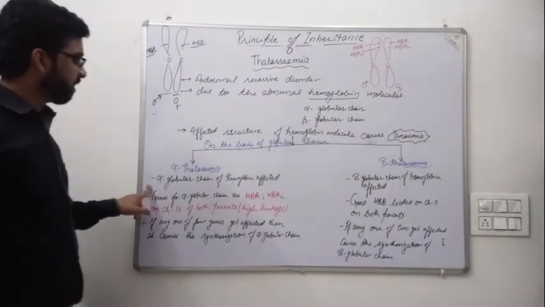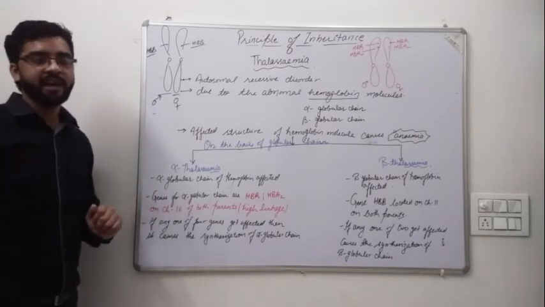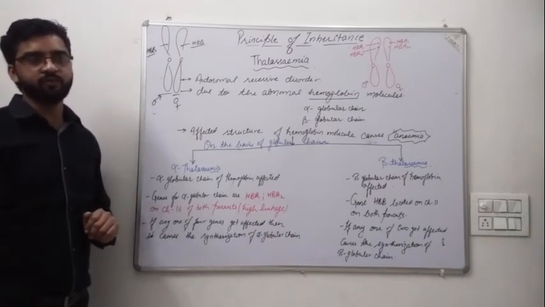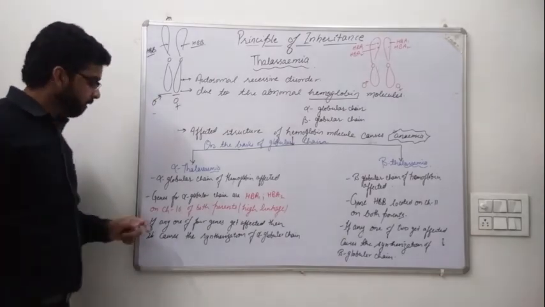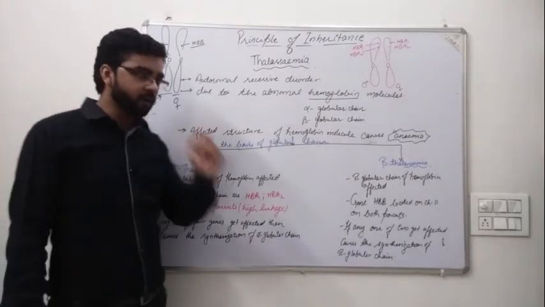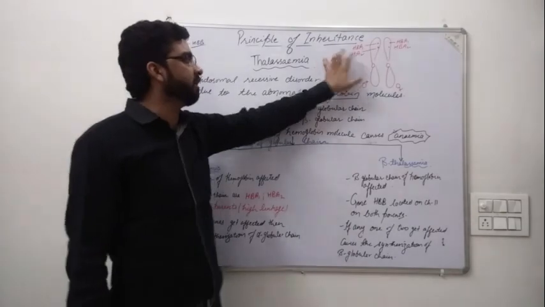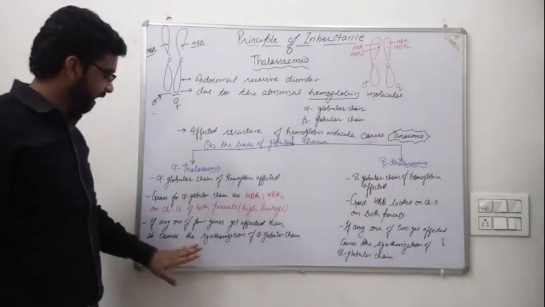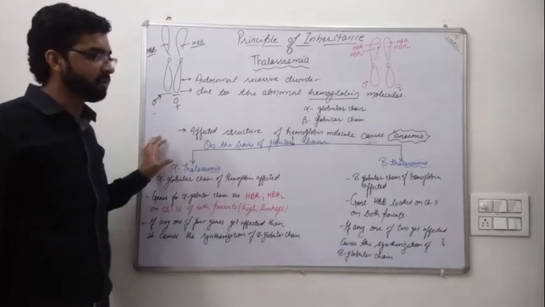For alpha thalassemia, the genes responsible are HbA1 and HbA2, which are located on chromosome number 16 on both of the parents. If any one gene out of the 4 gets affected, it affects the synthesis of the alpha globular chain, which causes alpha thalassemia.